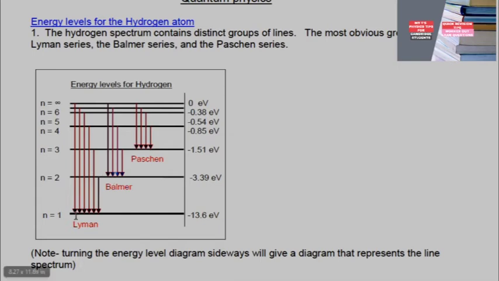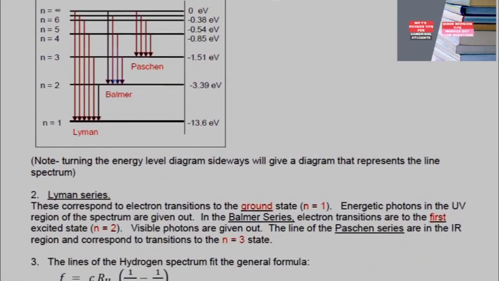The transitions from the ionization state to n equals 1 are in the Lyman series. All transitions that end at n equals 1 are in the Lyman series, all transitions that end at n equals 2 are in the Balmer series, and n equals 3 and so forth. Please take note that the energy level diagram turned sideways gives a diagram that represents the line spectra. The energy levels, as you can see, are presented in eV. Remember, 1 eV is 1.6 times 10 to the power of minus 19 joules.